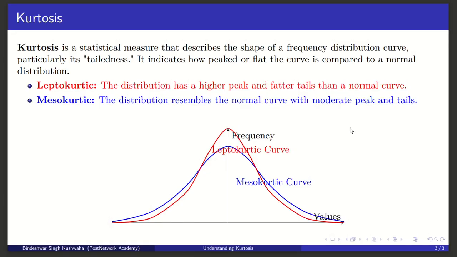Now the second one, mesokurtic. The blue curve appears on the graph. This is what a normal distribution looks like. It has moderate peaks and tails.